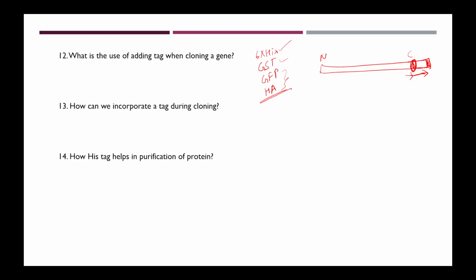Right? And if you want to do just N terminal tagging, no problem. No need to remove or add anything. You can just add your tag in the front and do the cloning normally. No need to remove the stop codon from here. Okay.